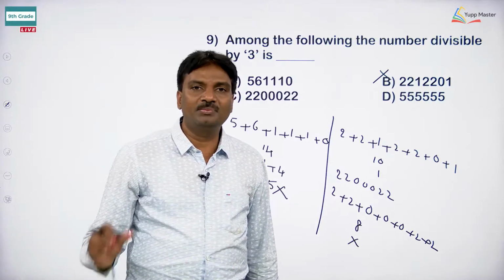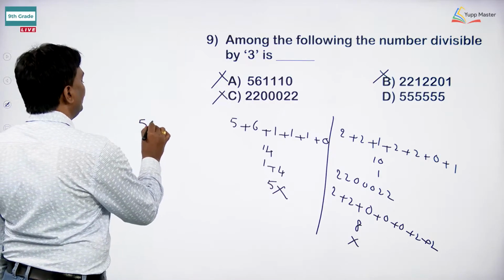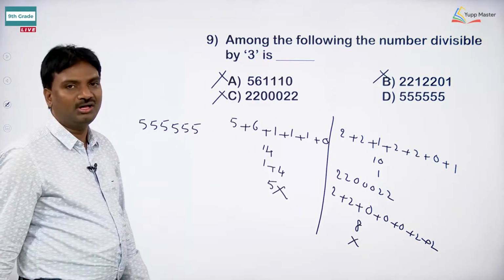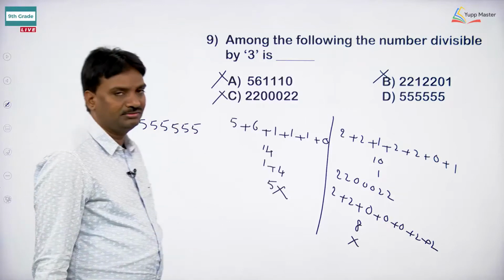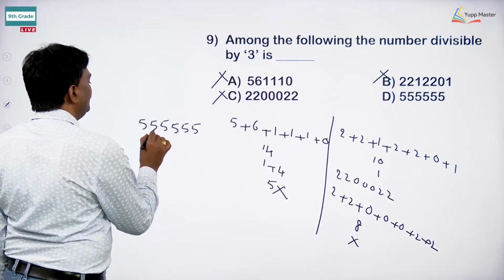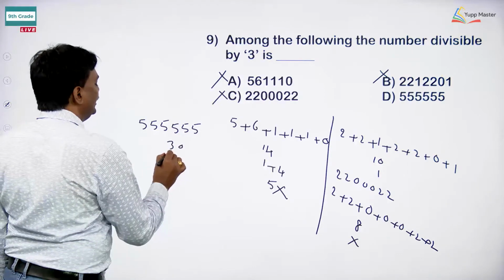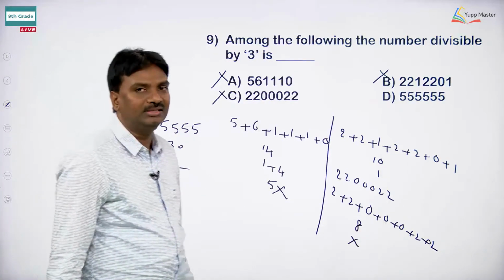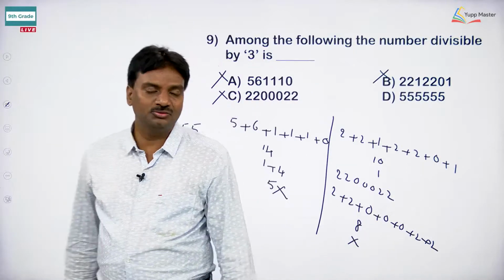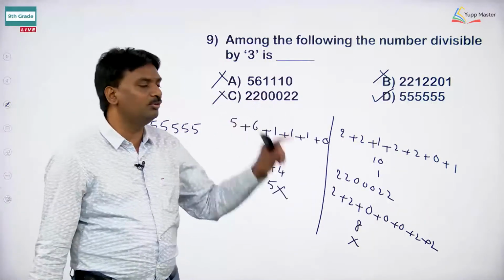Here let us check whether option D is correct or not. In option D we have the digits 5, 5, 5, 5, 5, 5. So 1, 2, 3, 4, 5, 6, 6 digits are there. By adding, 5 plus 5 is 10, 10 plus 5 is 15, 15 plus 5 is 20, plus 5 is 25, plus 5 is 30. Again by adding the 2 digits in 30, we get 3 plus 0 equals 3. So clearly 3 is divisible by 3. So the number 555555 is also divisible by 3.